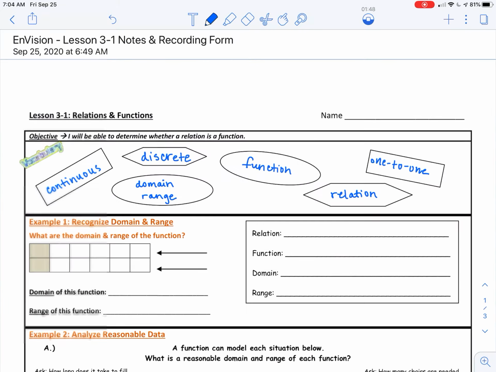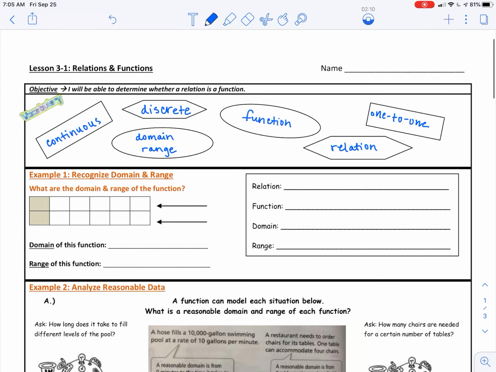Okay, we're going to start by looking at the first example. But before I do that, let's just look at the objective at the top of your paper here. At the end of this lesson, the goal is that you'd be able to determine whether a relation is a function. We're also going to be taking what we learn, like we have been normally in this curriculum, and applying the mathematical part of this to an actual word problem, a real life situation, so we can see how this relates to real world problems.